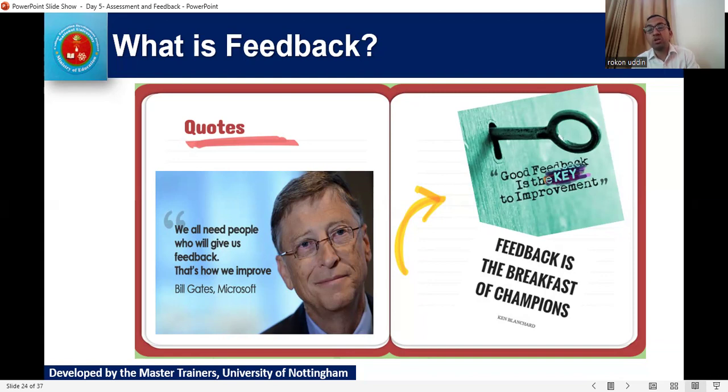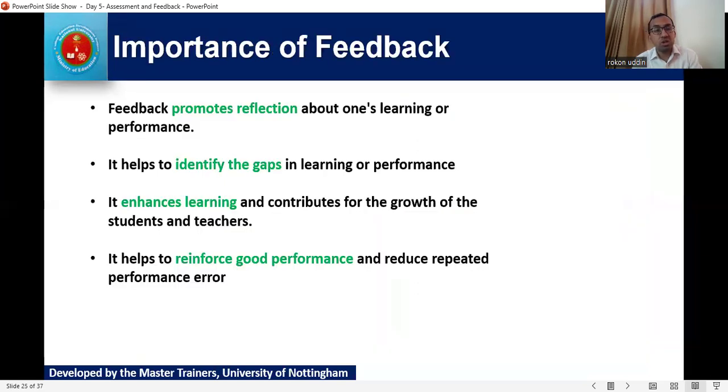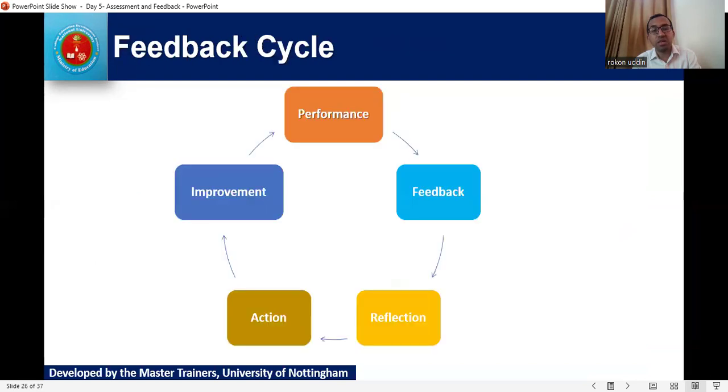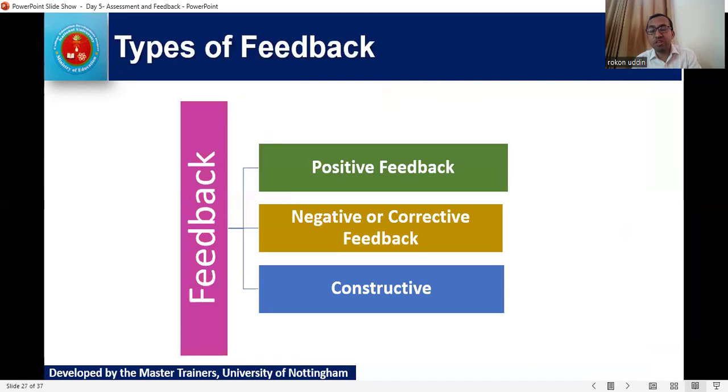Feedback will help to identify their weak areas and their strong areas. So tell your students where they are weak and where they are strong. Feedback is important because we identify gaps. Feedback enhances learning. Feedback improves the performance of our students.